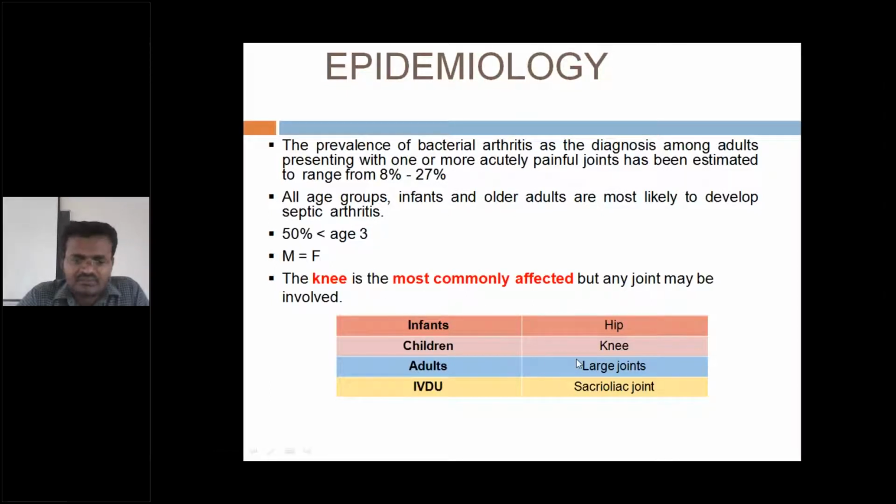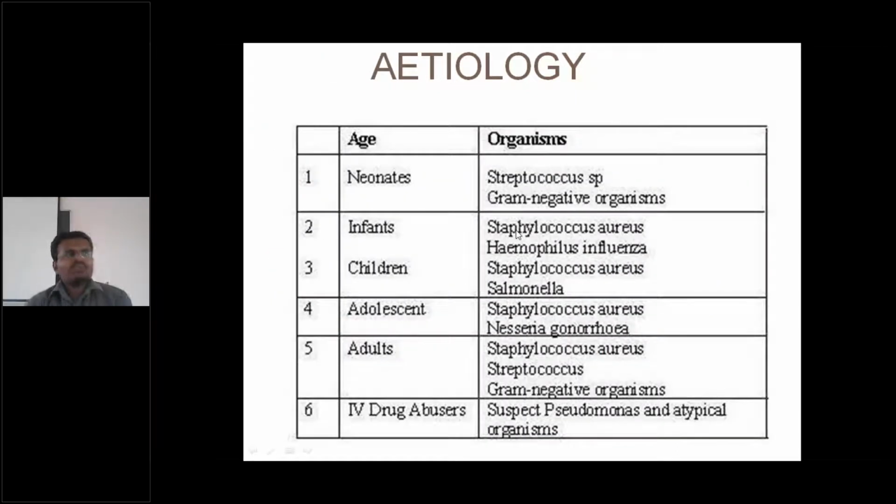Now, what organisms is it getting infected with? Most commonly bacterial organisms, and the most common organism is Staph aureus. Remember, the most common organism for septic arthritis is Staph aureus.